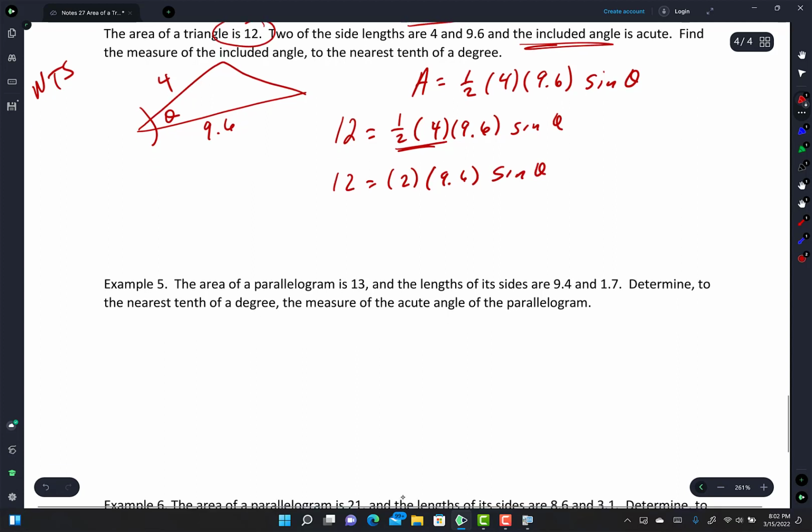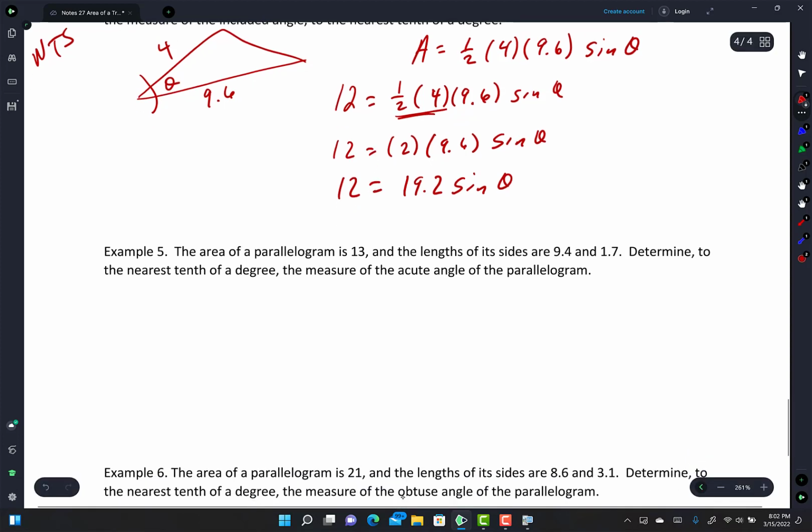And I think I can double the 9.6. Let's see, 9 plus 9 is 18. 0.6 plus 0.6 is 1.2. So 18 plus 1.2 is 19.2. If I make a mistake, let me know. I mean, I won't be able to know right now, but put it in the comments and I'll fix my video later. I want to get sine theta by itself, guys, because I'm trying to figure out what that angle is. So divide by 19.2. So now I have sine theta equals 12 divided by 19.2.